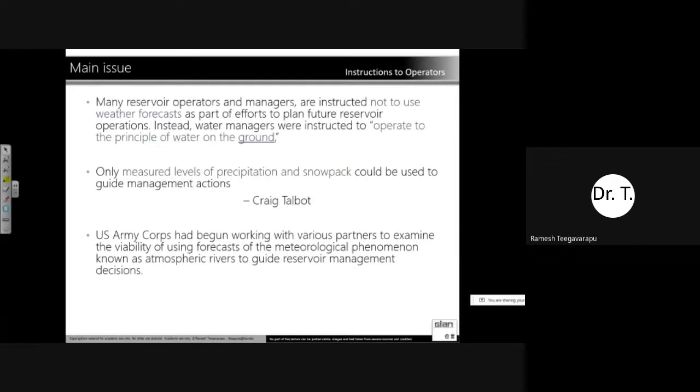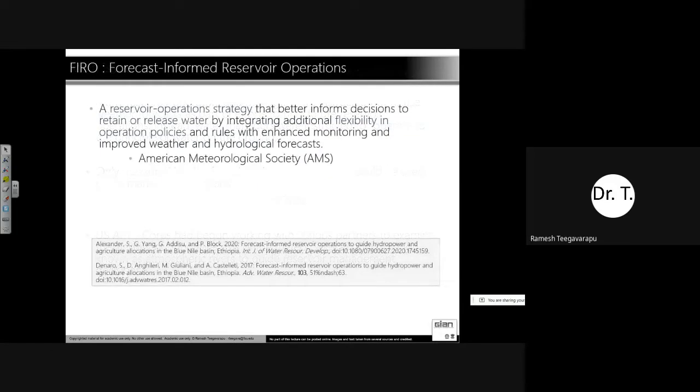the United States Army Corps of Engineers, which maintains all the dams. Many reservoir operators and managers are instructed not to use weather forecasts as a part of their efforts to plan future management operations. Instead, water managers were instructed to operate on the principle of water on the ground. It means that when you see rain, only then do you start operating. There's no use of forecasting models into the future, maybe 10 or 15 days ahead, so that you can start planning for the flood which is coming into your reservoirs.